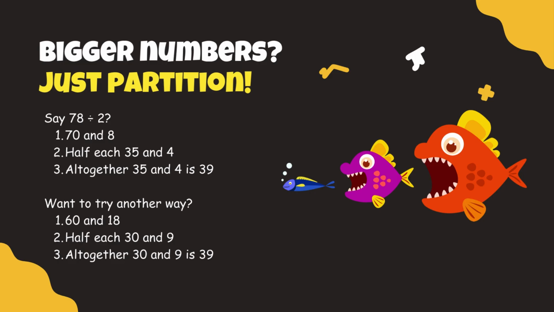However, we don't have to partition by place values. Let's break up 78 into 60 and 18. When we half these we get 30 and 9, which makes 39.